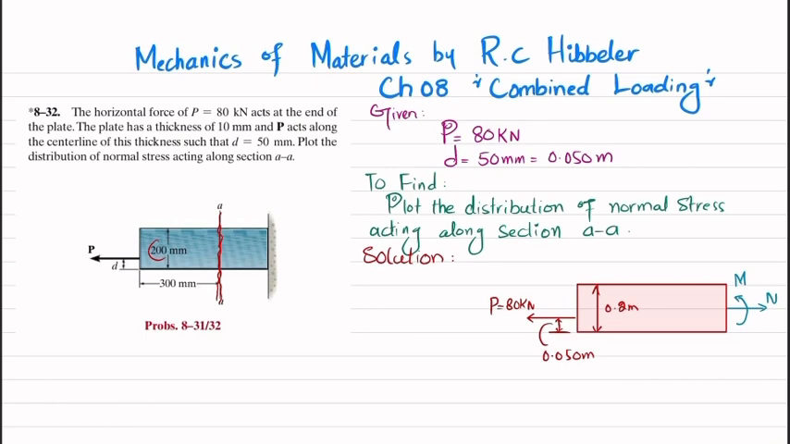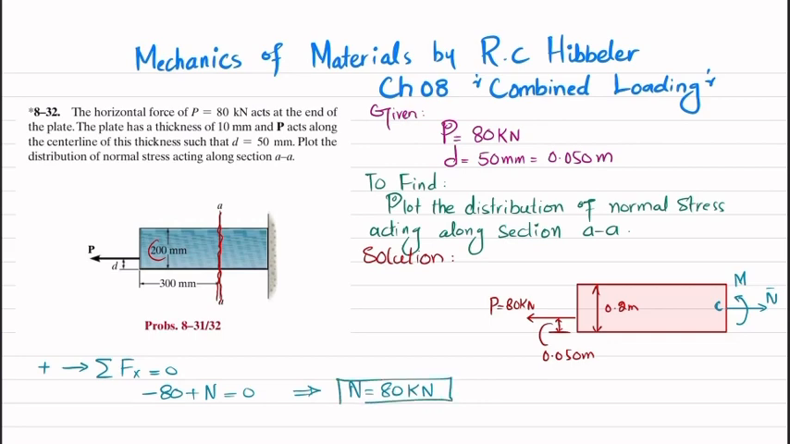Clear? So what we will do is that we will find this M and normal force N. Let this point be point C. So by using equation of equilibrium, that sum of all forces along horizontal direction must be equal to 0, and force in this direction is taken as positive. So minus 80 kilonewton plus N will be equal to 0. So minus 80 plus N is equal to 0. So it means that N is equal to 80 kilonewton.